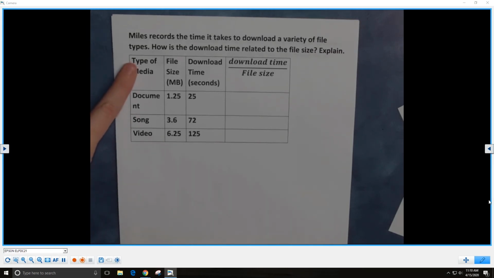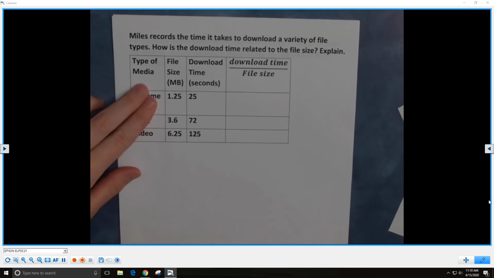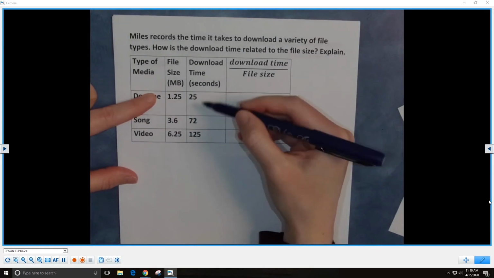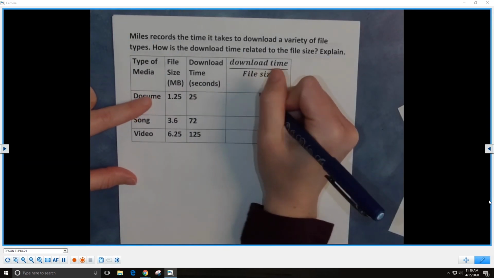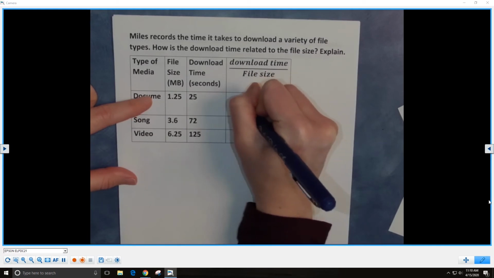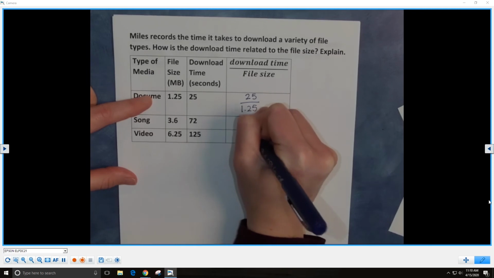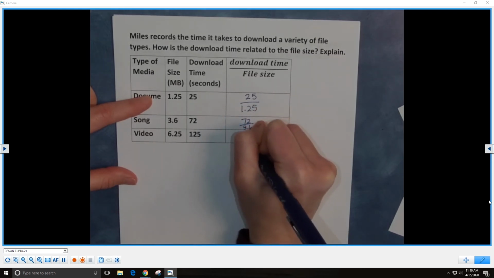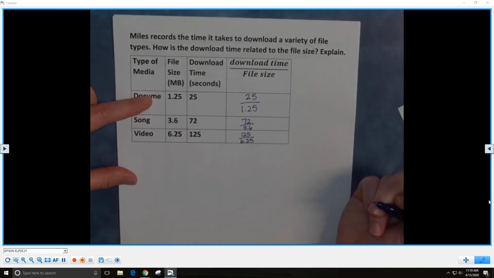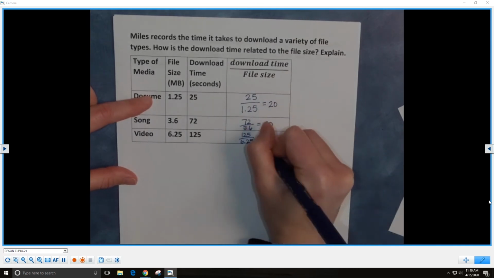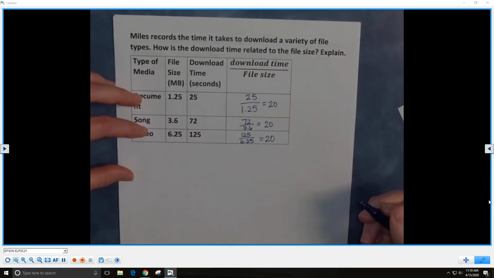Well, we've got our type of media, we've got our document here. We've got a document, a song, and a video, and this is the file size, and this is the download time. So if we set up a proportion of download time to file size, download time to file size, and download time to file size. So reducing each of these, they're all equivalent to 20. So is this a proportional relationship?